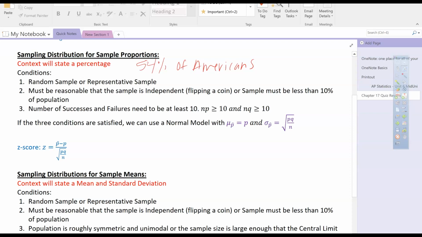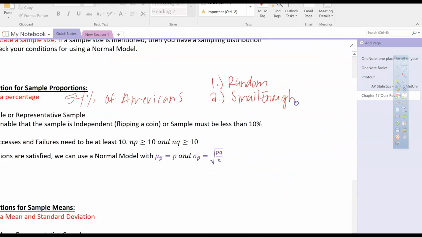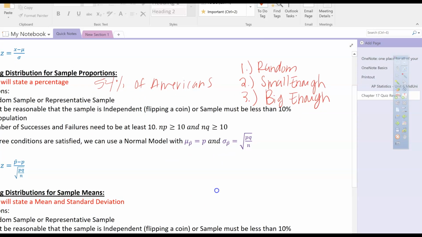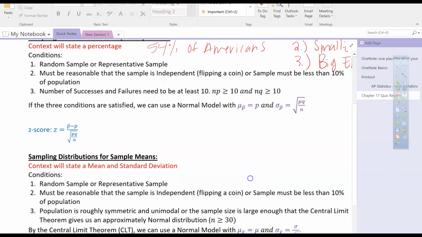So a way to remember your three conditions, I would say, is: condition number 1 has to be random sample. Condition number 2, it has to be small enough. Oops, I can't spell. Small enough. Condition number 3, your sample has to be big enough. So for small enough, just remember less than 10% of the population, and for condition number 3, your sample has to be big enough, greater than or equal to 10.